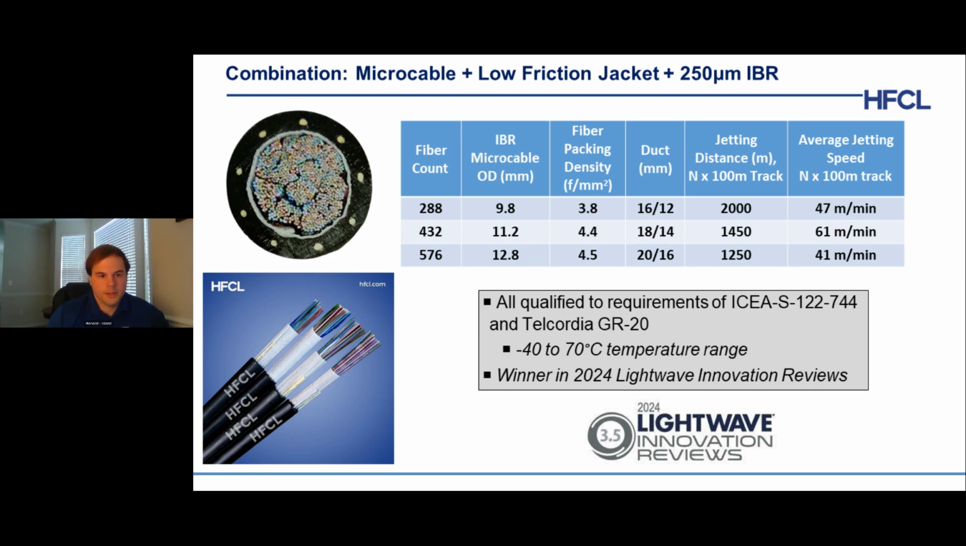But yeah, so the unitube type design, you have the intermittently bonded ribbon in the middle. You have water blocking components, swellable tape here, the outer jacket, and then within the outer jacket, you have the compressive strength elements that help propel the cable and give the jetting performance as shown here. So all cables meet the applicable requirements of ICEA 744, and like I said before, Telcordia GR-20 where applicable. And then like before, -40 to +70 temperature range.